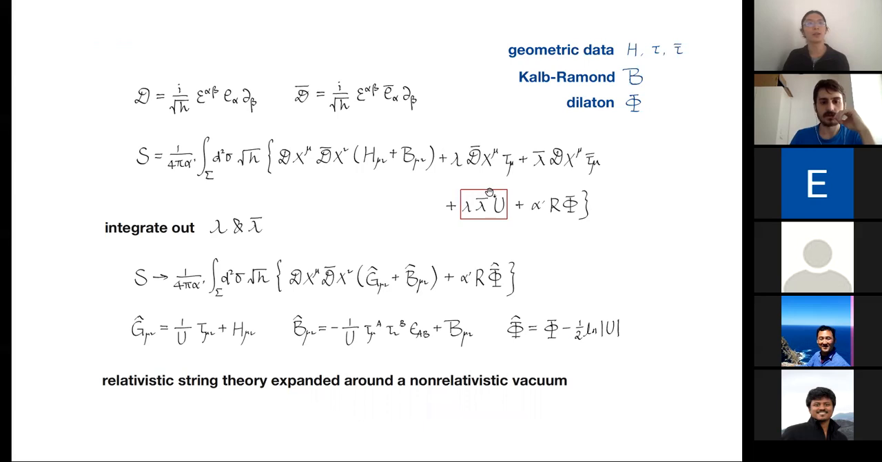Now let's focus on this strange looking term, lambda lambda bar with a coupling U. Whenever U is not zero, you can always integrate out lambda and lambda bar, which surprisingly, or maybe not too surprisingly, will give us the relativistic string sigma model in curved background fields with G, B, and phi taking this form. Whenever I have a hatted notation, that means we're in the relativistic theory.